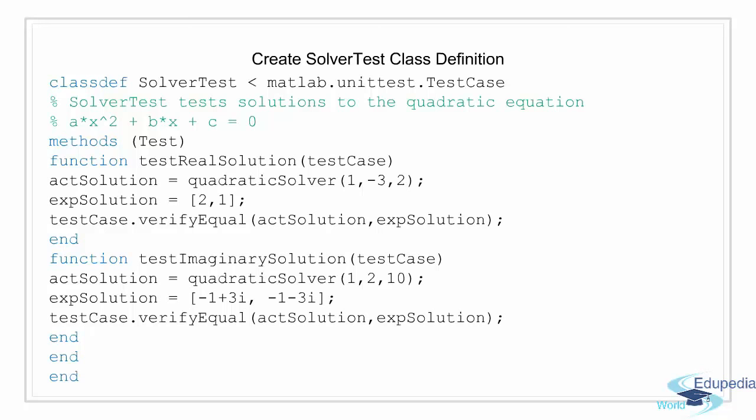I will use the equation x squared minus 3x plus 2 equal to 0 and pass the coefficients 1, minus 3 and 2, and I will be expecting 1 and 2 as the expected solution. Second, I will test for the imaginary solution. I will create testImaginarySolution where I will pass the coefficients 1, 2 and 10, pertaining to the equation x squared plus 2x plus 10 equal to 0, and my expected solution will be minus 1 plus 3i and minus 1 minus 3i.